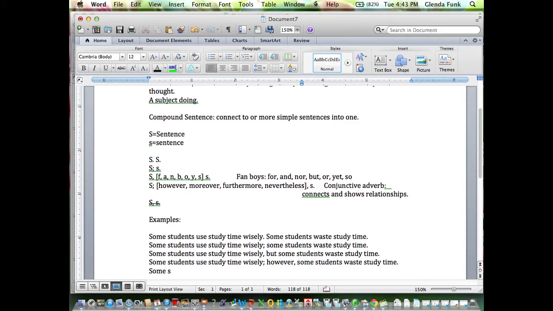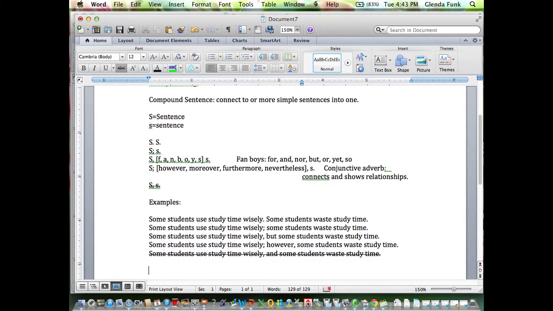Some students use study time wisely, and some students waste study time. Because this is the empty set, and I want to make the point to students that it is a run-on sentence written like this, I go ahead and then highlight it and strike through it and ask them to do the same thing. What I tell students about using a semicolon for punctuating a compound sentence is this.